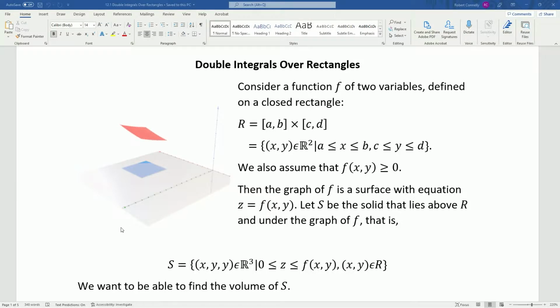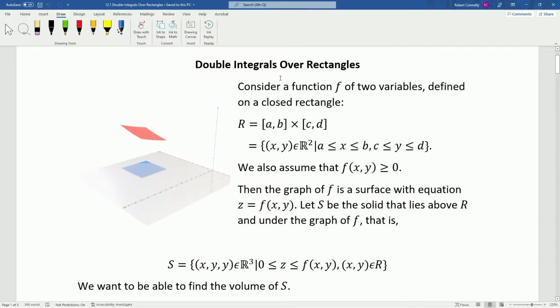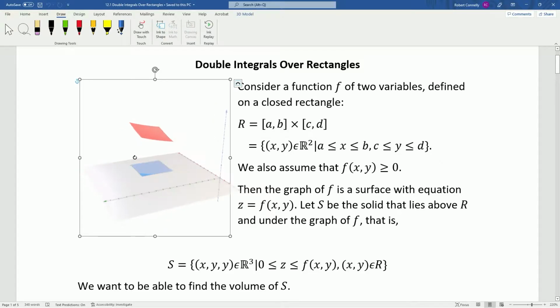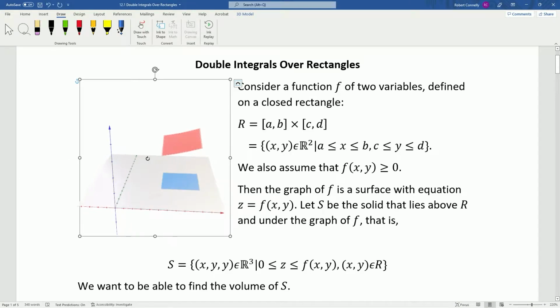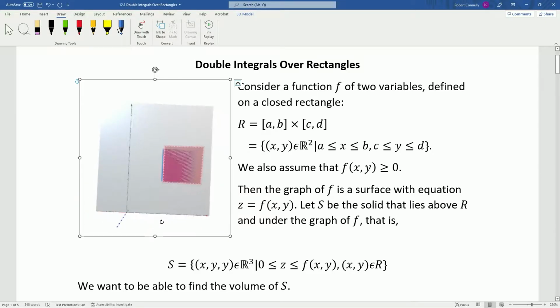Hello everybody, and welcome to our video on double integrals over rectangles. So now what we want to do is consider a function of two variables that are defined on some closed rectangle. This model's a little buggy here, but you can see we've got this rectangle in space on our xy plane. And the function f of xy is describing this red surface up here, that's above that.